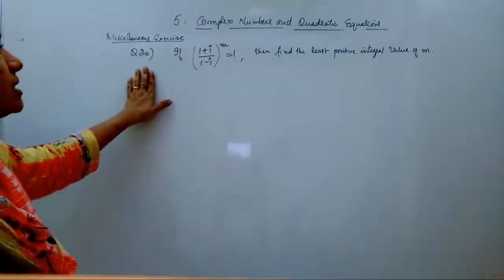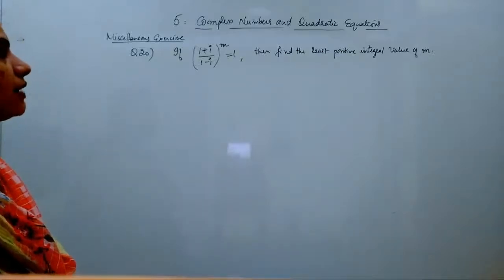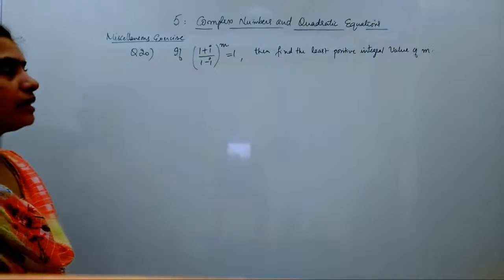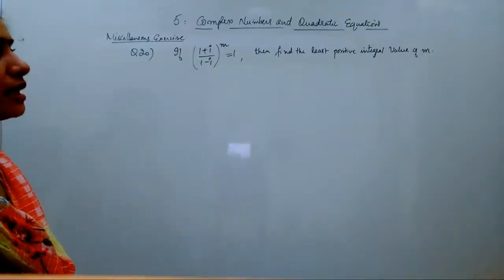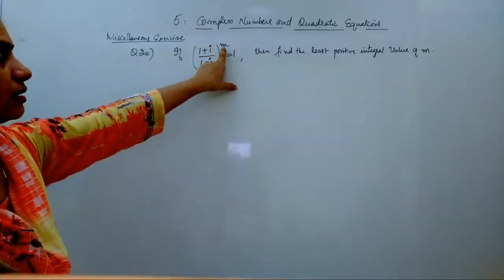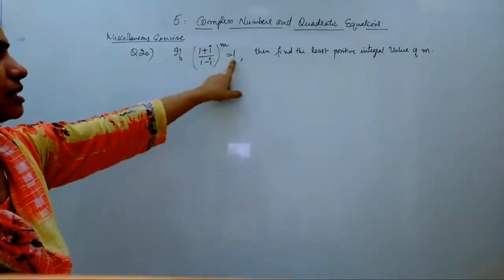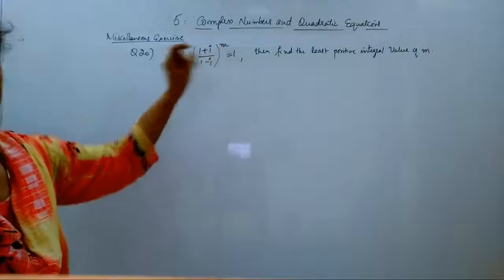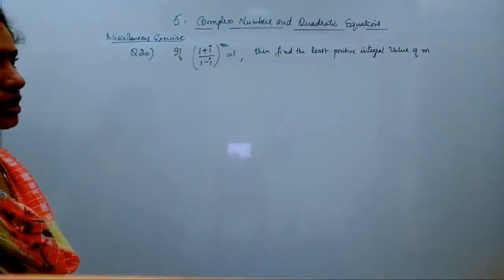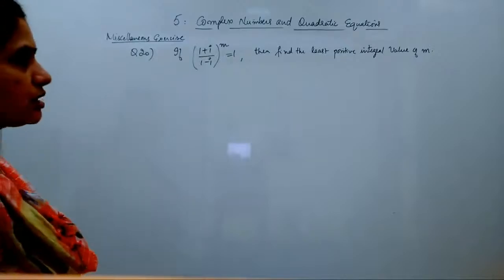Question number 20 is, if ((1 + i)/(1 − i))^m = 1, then find the least positive integral value of m. That means what should be the power of this term so that you are getting 1. That m should be the minimum power you have to find out. It should be the least positive integer.